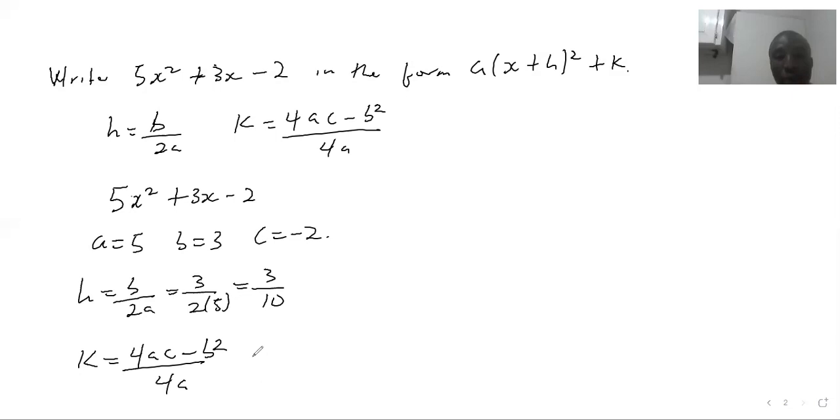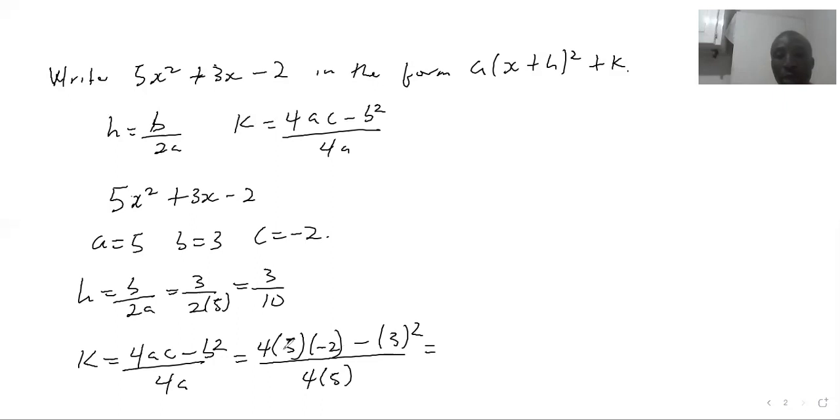So when we come here now, we are working out this. We're going to get 4 times my a, which is 5, times my c, which is negative 2, right? Minus b, which is 3 squared, all over 4 times my a, which is 5.